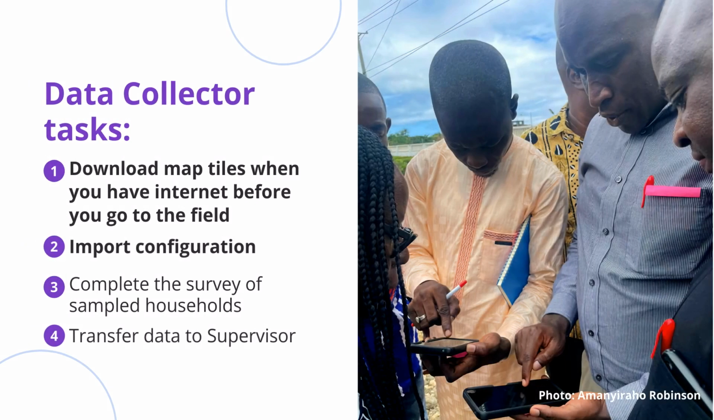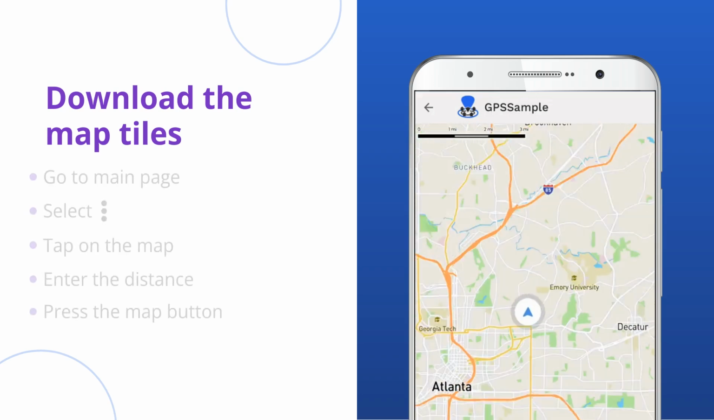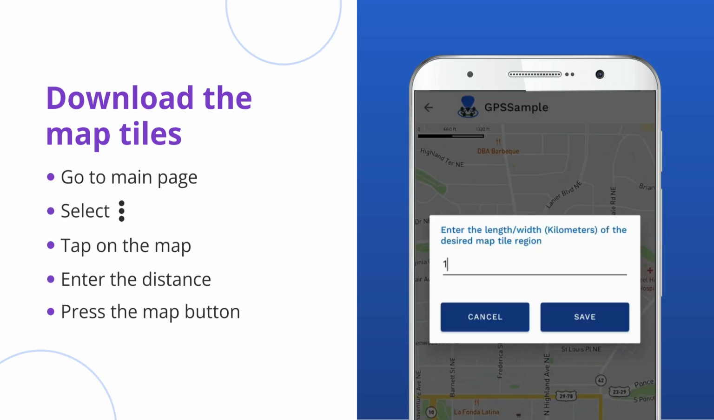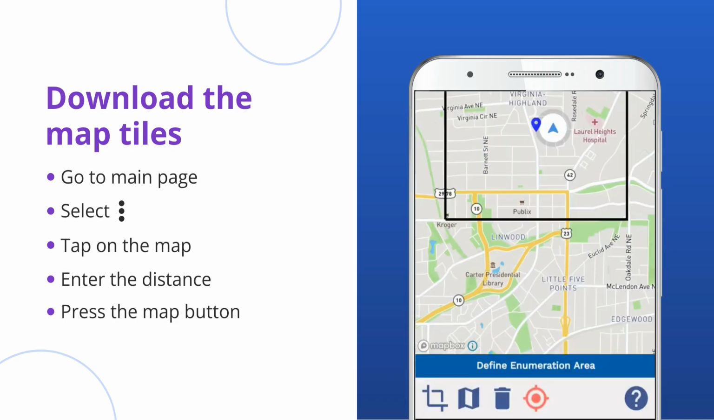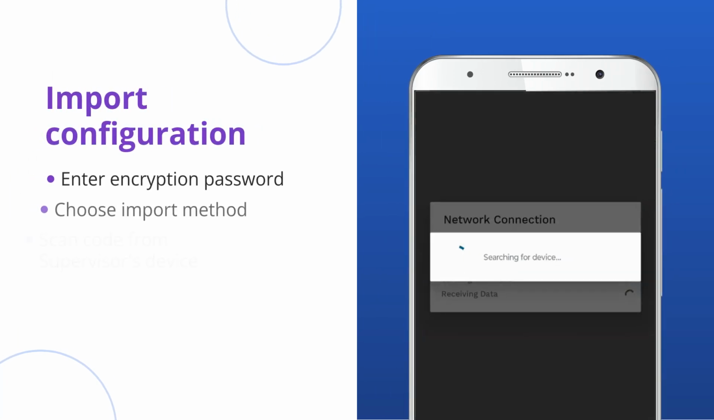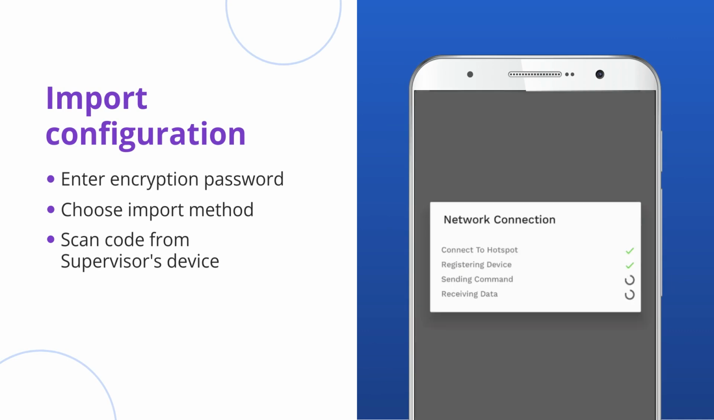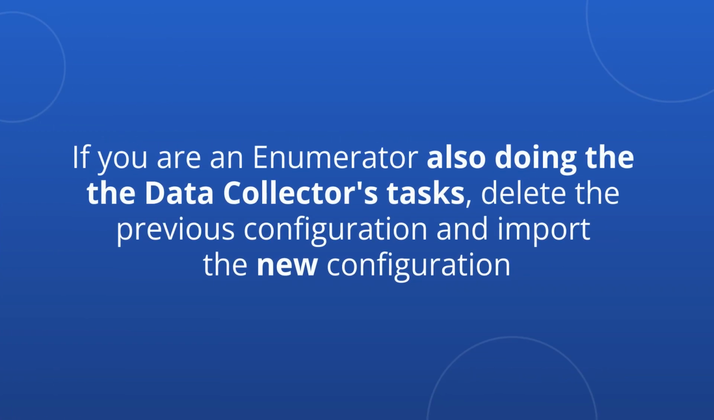In GPSSample, data collectors navigate to sample houses and complete the longer household survey. First, download the map tiles. Next, import the configuration. Follow the same steps covered for the enumerator at the beginning of this video. If you are an enumerator also doing the data collector's tasks, delete the previous configuration from your device. Import the new configuration from your supervisor.